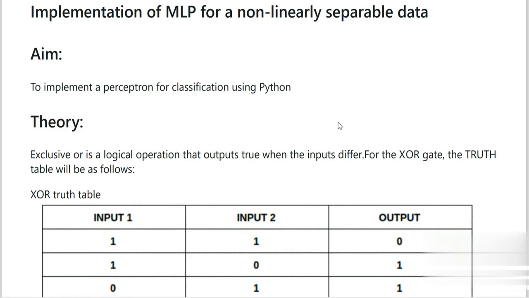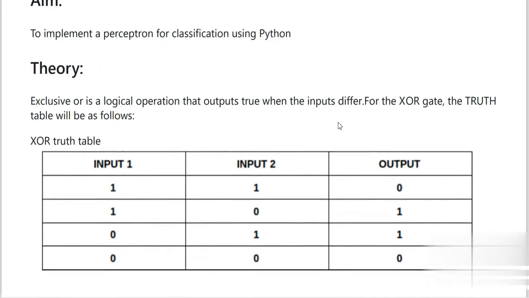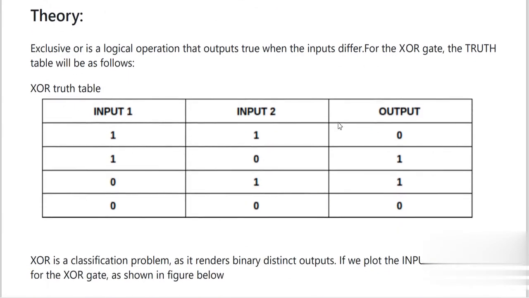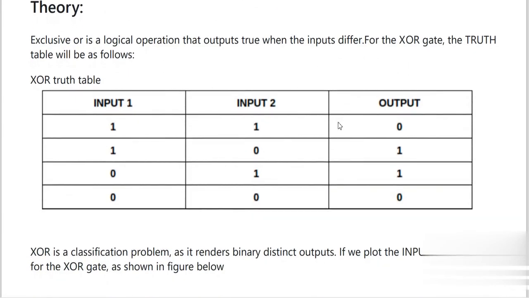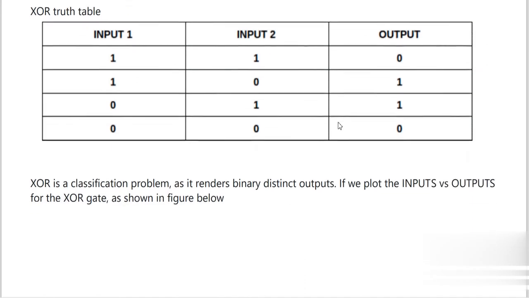Here in MLP, we are going to use the exclusive OR gate, or XOR gate, to predict the output from different inputs. And we are going to plot the graphs for different inputs and outputs. Okay, let's dive deep into the concepts.